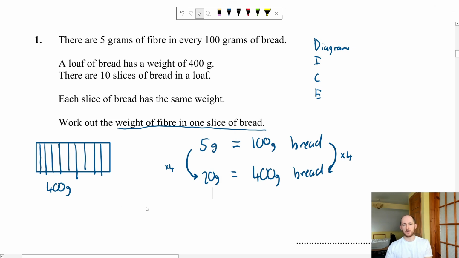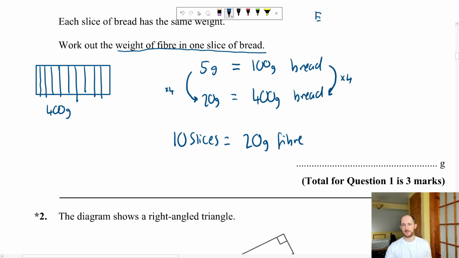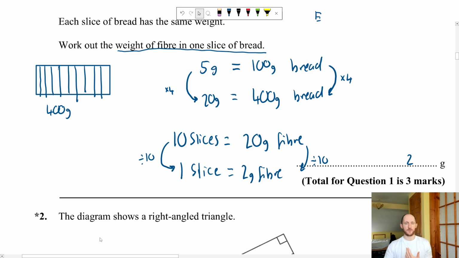Cool. Now, there are 10 slices of bread in this loaf of bread. So those 10 slices represent 20 grams of fibre. So once again, if I want one slice, well, how do I go from 10 to 1? I divide by 10. So I'm going to divide this side by 10. And that means in one slice of bread, there is 2 grams of fibre. So I'm just going to put the number 2 there for 3 marks.